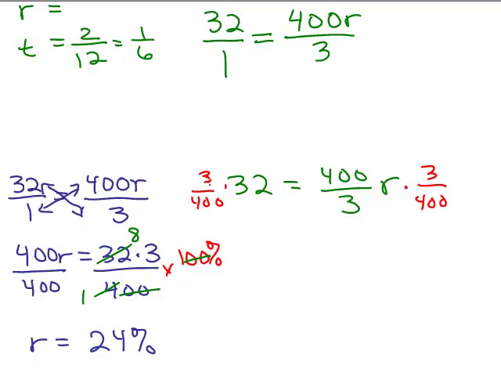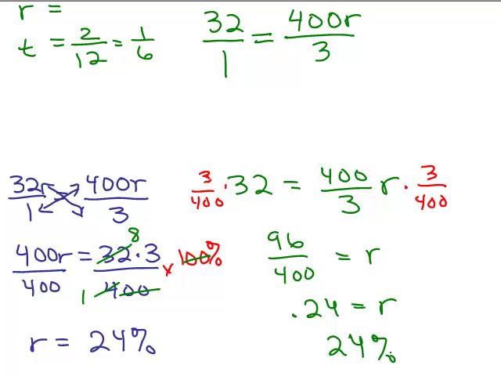So then you've got 96 over 400 equals r. You could do the same thing. Use a calculator, divide that out, you're going to get 0.24 equals r, and then you're going to change that 0.24 to a percent, and you're still going to end up with 24%. So it really depends on which way you like to solve equations. That's what is so cool about algebra and solving equations. Not just one way to do it, not just one way to figure out what the percent is. So in this credit card problem, the annual percentage rate was 24%, very high.